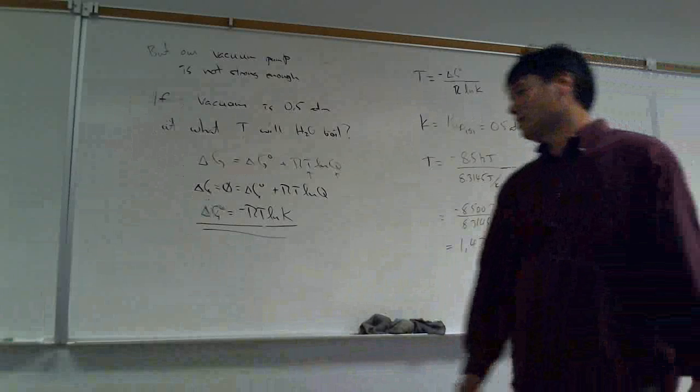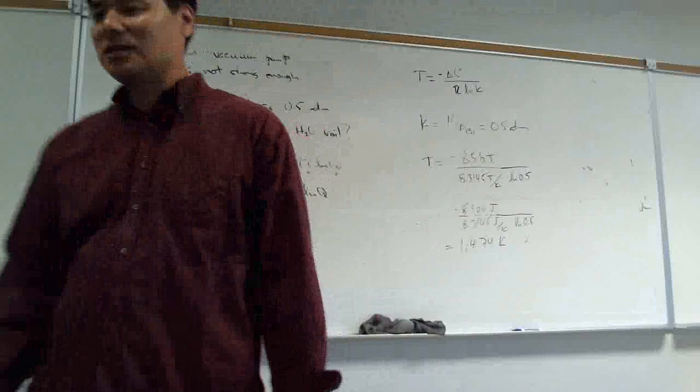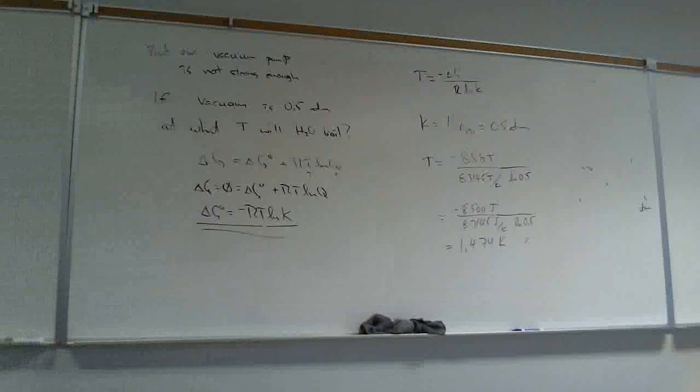Unfortunately, the calculation's not right. What's wrong with this calculation? It should be lower, but I made a big error. Do you know what my big error was? I made a huge error in this calculation. No, K is 0.5. We're setting it to 0.5 because we want to figure out what temperature it's going to.